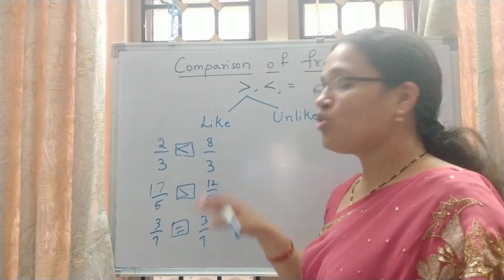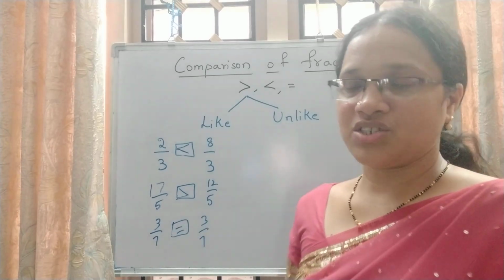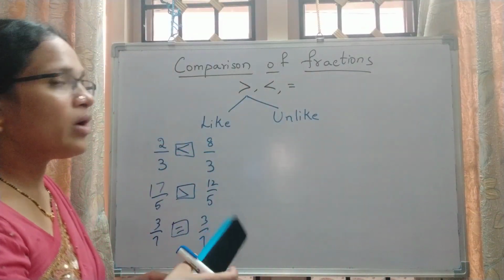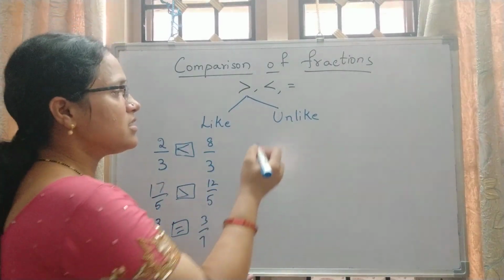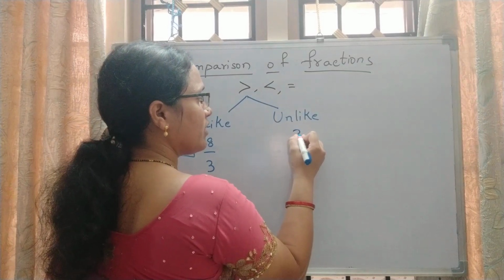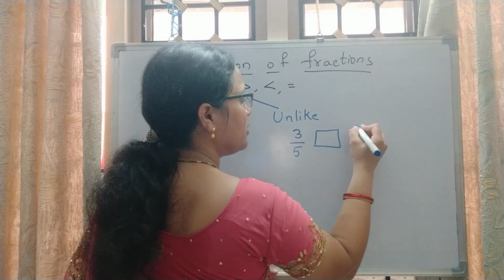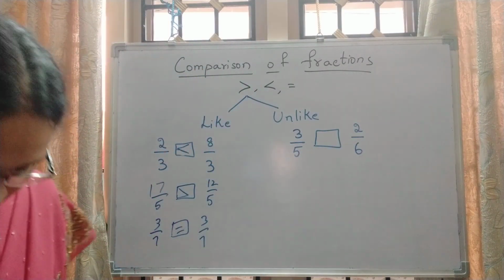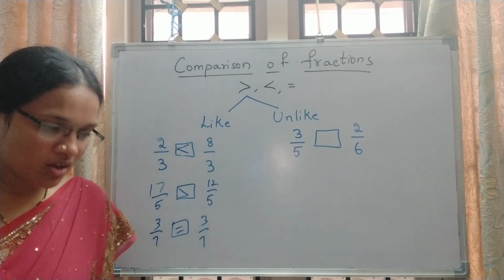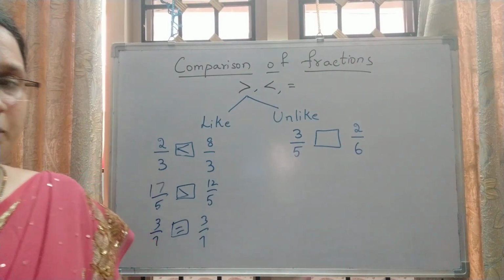Yes. So this is how you compare the fractions in like fractions. Okay, for the like. And now coming to the unlike fractions. When you're coming to the unlike fractions, see, if you take the number 3 by 5 and the number 2 by 6. Yes, and this can be given for you for a 1 mark question.